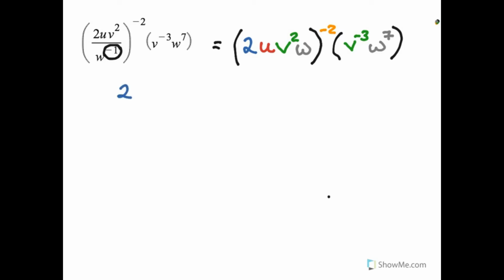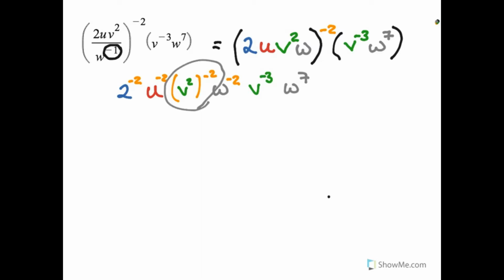So 2 is to the negative 2 power, and u is to the negative 2 power, and v squared is to the negative 2 power, and w is to the negative 2 power. And that's all going to be multiplied by v to the negative 3, w to the 7th. There's only one thing to simplify in this expression.